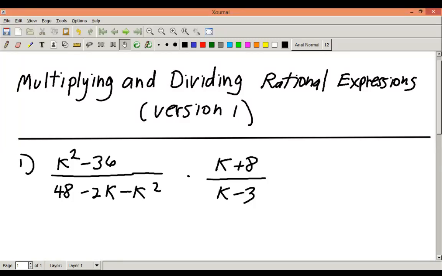All right, hello everybody. We're about to start 3 more assignments for the rest of the year. We've got version 1 of multiplying and dividing rational expressions. We'll take 2 days for that, and then we have version 2 of the same topic. We'll take 2 days for that. And then our last topic is adding and subtracting rational expressions, so we'll take 2 days for that.